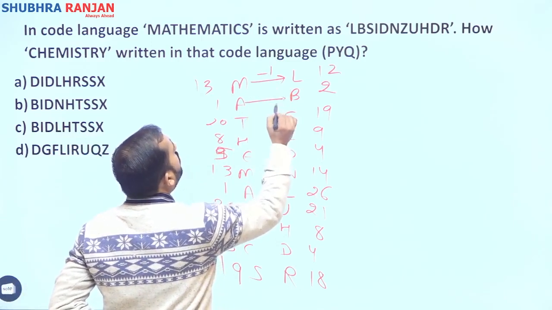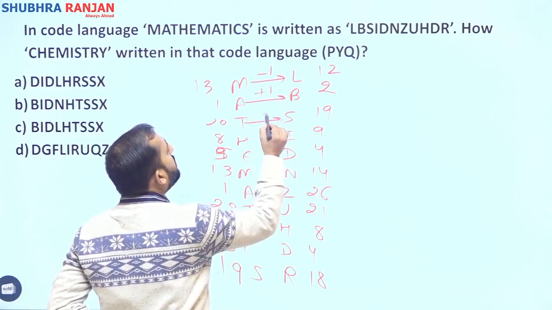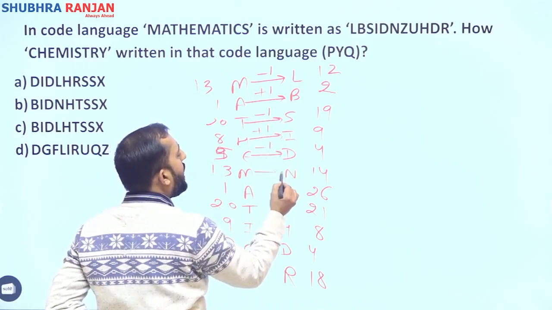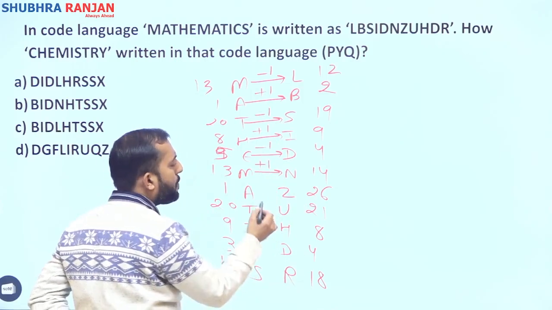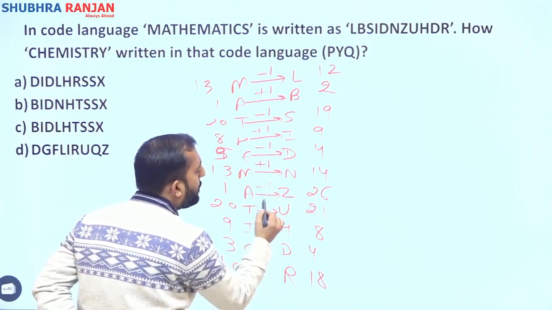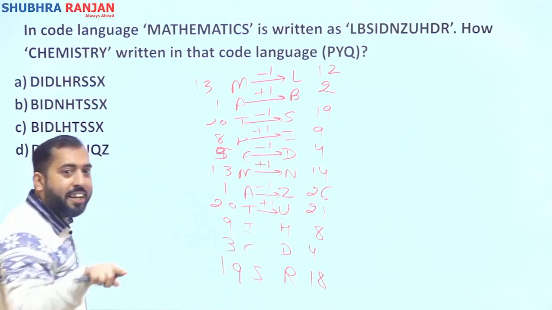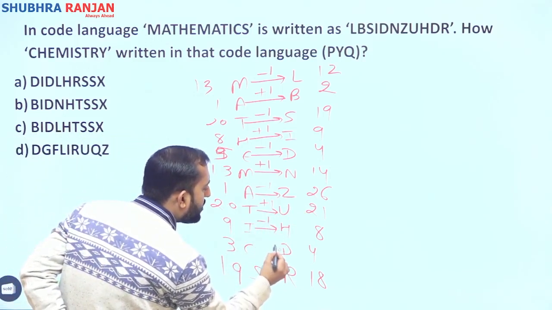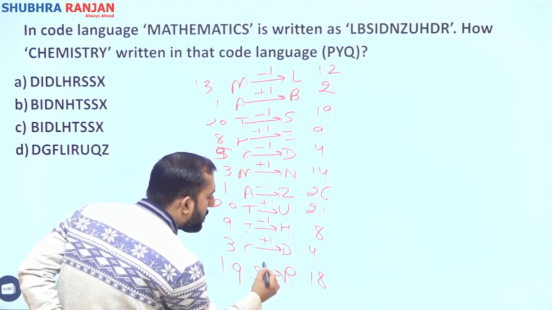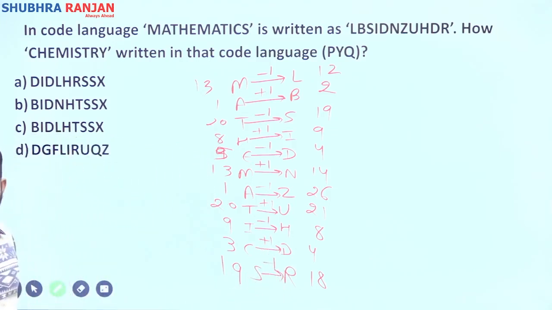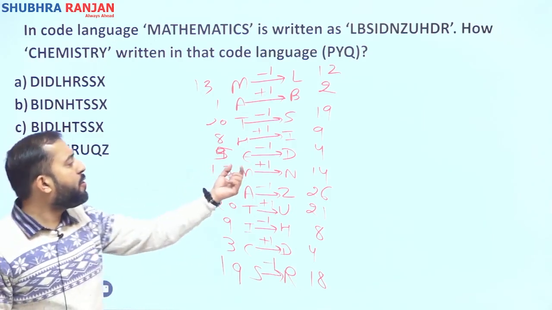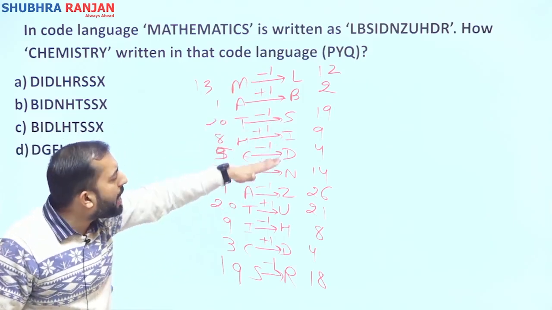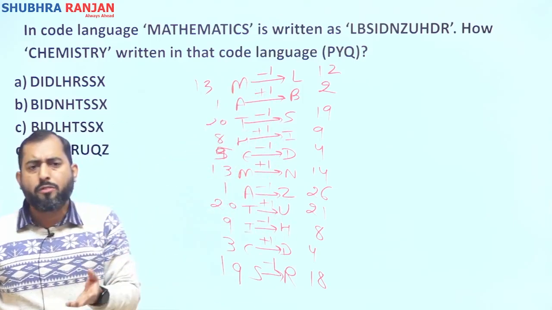13 to 12 is minus 1. 1 to 2 is plus 1, 20 to 19 minus 1, 8 to 9 plus 1, 4 to 5 minus 1, M to 9 plus 1. So, minus 1 plus 1 is going on. Minus 1, plus 1. See, A minus 1 is Z. Remember it. Now, I to 9 minus 1, C to D plus 1, S to R minus 1. So there is no need to find out the rest; once I'm getting minus 1 plus 1 minus 1 plus 1 for 5 letters, there is no need to repeat for the rest of the word.